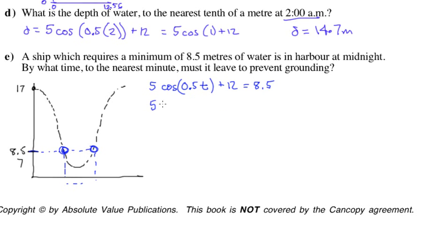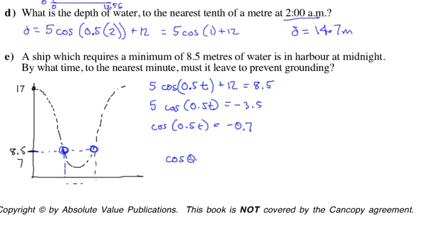Subtract 12 from each side. Oops, I'm sorry, I didn't mean to put a 5 there. Let's take that back. Or I didn't mean to put an equals there, rather. We have 5 cosine 0.5t equals negative 3.5. That's after I subtract 12 from each side. Now we divide by 5, and we get cosine 0.5t equals negative 0.7.